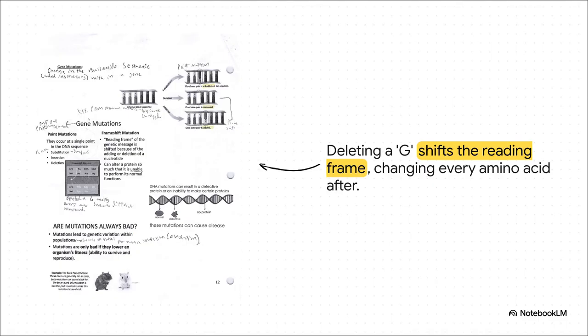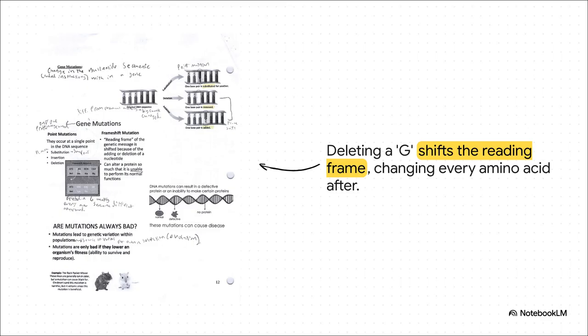And just look at this. It shows you exactly how devastating that can be. The original code reads perfectly, making the amino acids methionine, glutamine, and lysine. But then, poof, one G base gets deleted, that's it. But because of that, the whole reading frame shifts over by 1. The cell now reads total gibberish, and it ends up making methionine, valine, and histidine instead. Every single amino acid from that mutation onward is wrong, and that is why frameshift mutations almost always result in a completely useless protein.